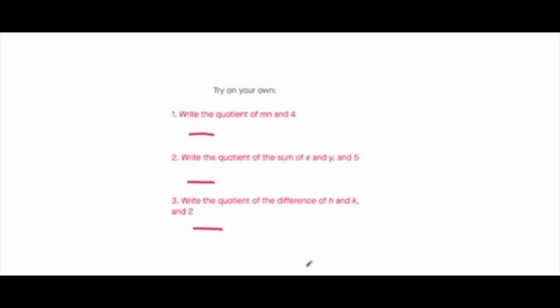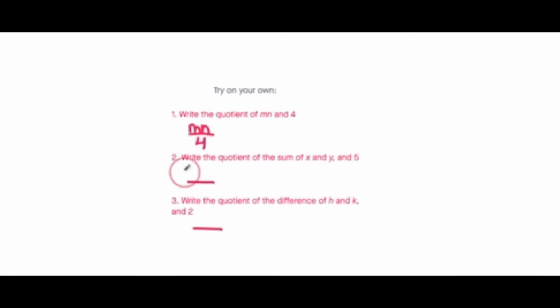Some problems you can try on your own. The first says to write the quotient of mn and 4. So we write this as a regular fraction, mn in the numerator and 4 in the denominator. 2 says to write the quotient of the sum of x and y and 5.